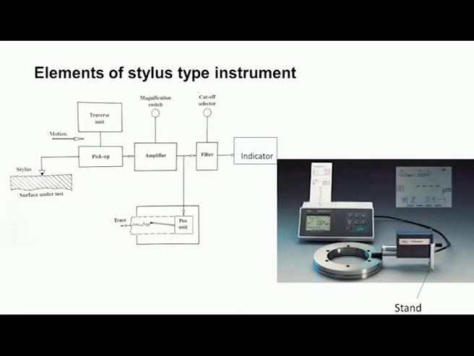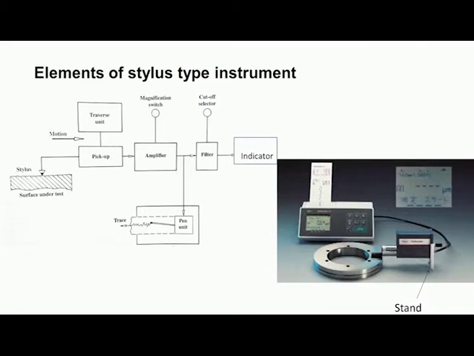And here you can see there is a cutoff length selector. Depending upon the machining process, we can select appropriate cutoff length. Also, we have a switch to select the appropriate magnification. If the surface is a very fine lapped surface, then we should use a very high value of vertical magnification. If it is a rough surface, we can lower the vertical magnification. And you can see the printer attachment is also there, so we can get a print of the profile.